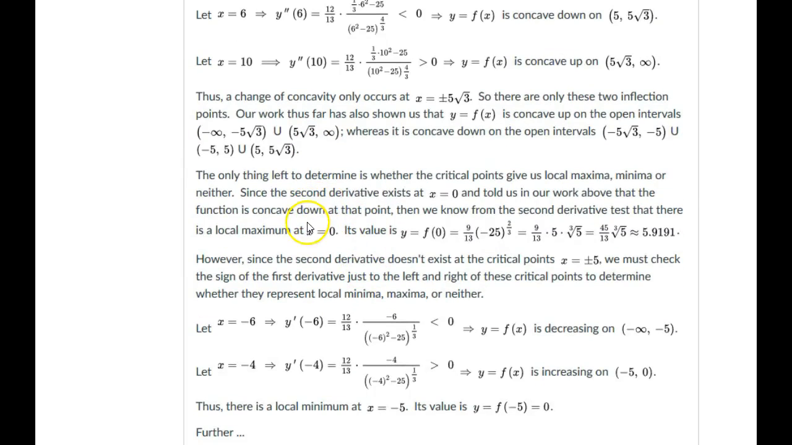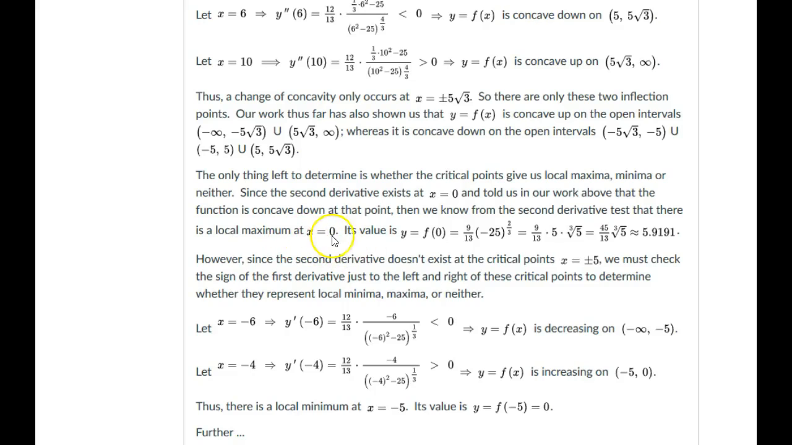Okay, so the only thing left to determine is whether the critical points give us a local maximum, minimum, or neither. Since the second derivative existed at x equals 0, I used it up above to look at concavity, and it told us in our work above that the function was concave down at that point. Then we know from the second derivative test that there's a local maximum at the critical point that we found, x equals 0. Remember, the critical point was where the first derivative was 0 or does not exist, and x equals 0 was one of those.